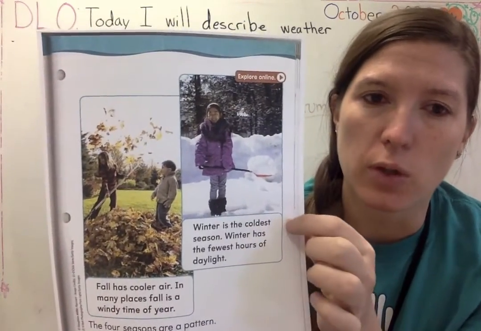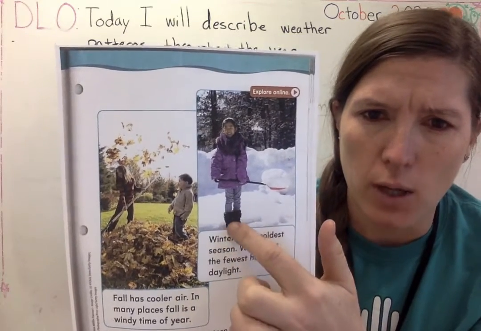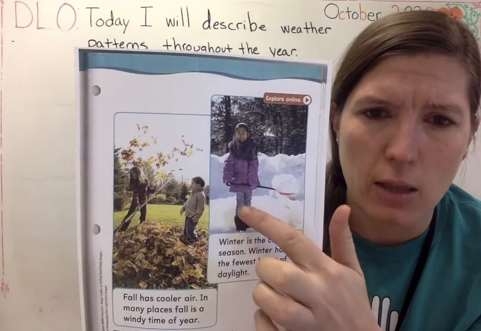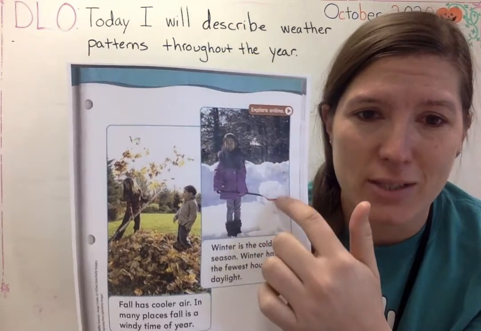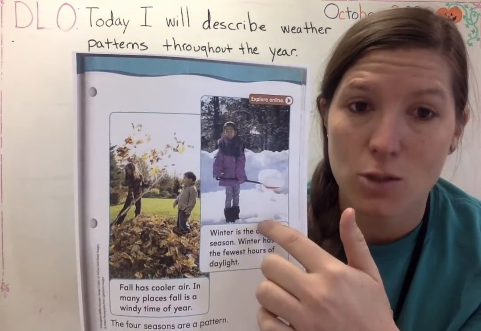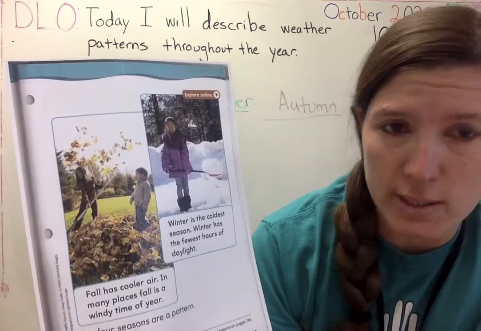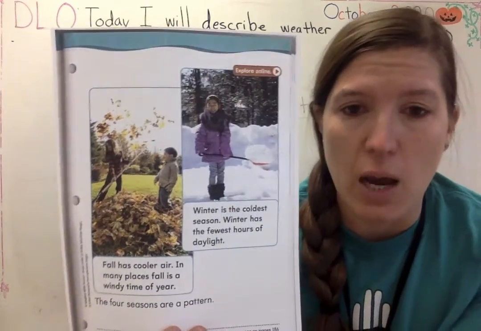Now look at this little girl in the winter picture. What is she wearing? Boots, heavy jacket, long pants, and what is that white stuff called? It's my favorite. Snow. Winter is the coldest season. Winter has the fewest hours of daylight.